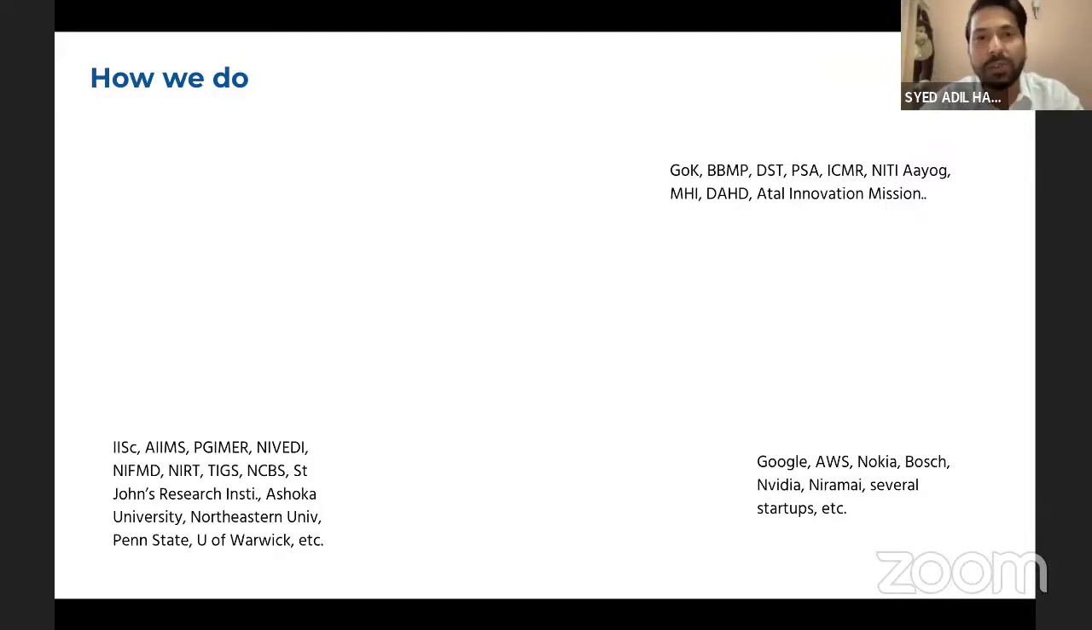And we have been trying to do this for the last 2.5 years. And I should say, we have been quite successful in this area when we bring the policy makers from the government and help them liberalize certain policies in the drone sector, from the ArtPark and ISC point of view. So these are the entities whom we work very closely with: from the Government of Karnataka, BBMP, DST, PSA, ICMR, Niti Aayog. And in research, ISC, NVIDIA, NIFMD, and NCBS are the key ones. And in startups and industry, Google, AWS, Nokia, Bosch are the key partners whom we work with regularly.